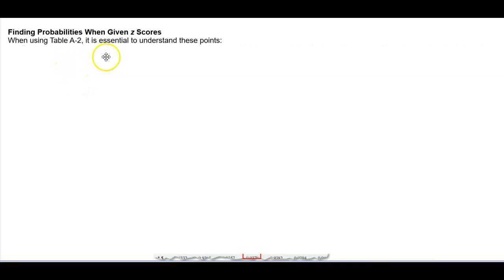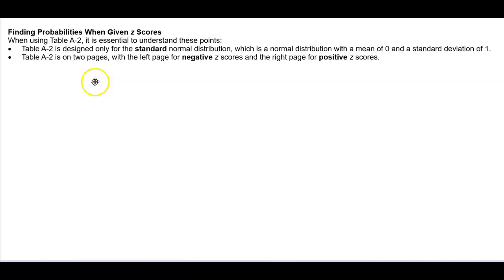Finding probabilities when given z-scores. When using table A-2, it is essential to understand these points. Table A-2 is designed only for the standard normal distribution, which is a normal distribution with a mean of 0 and a standard deviation of 1.